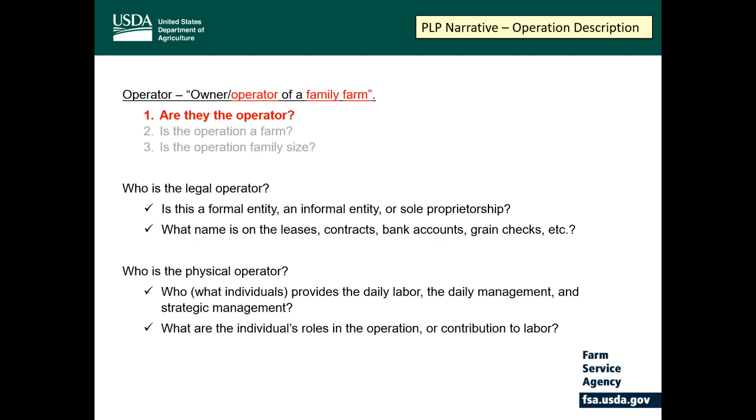One of the things is, are they an operator? Is the operation a farm? And is the operation family size? Those are three ways to break that apart. What we need from this description of the operation is, first of all, who's the legal operator, and also who's the physical operator.